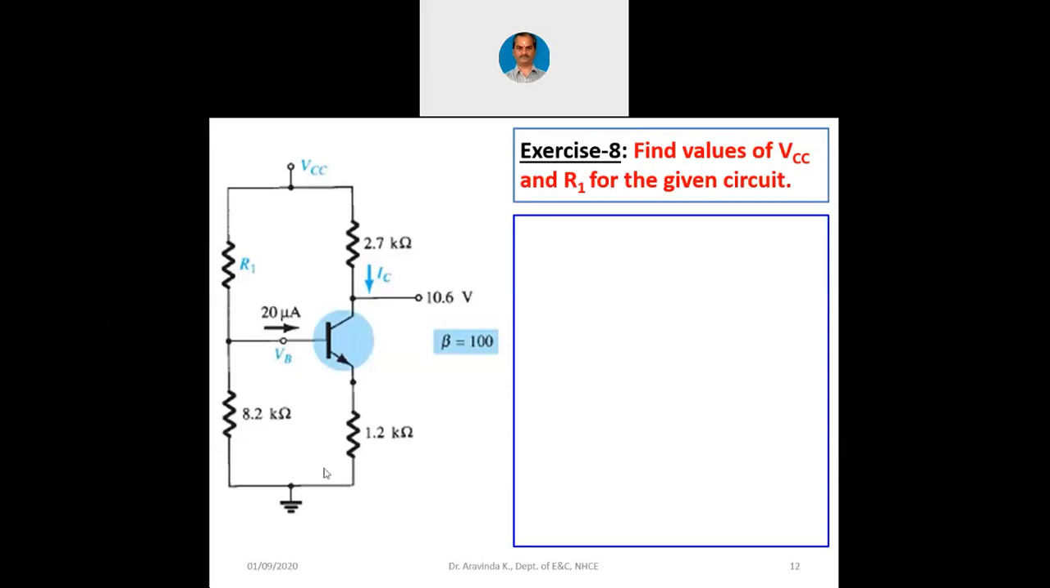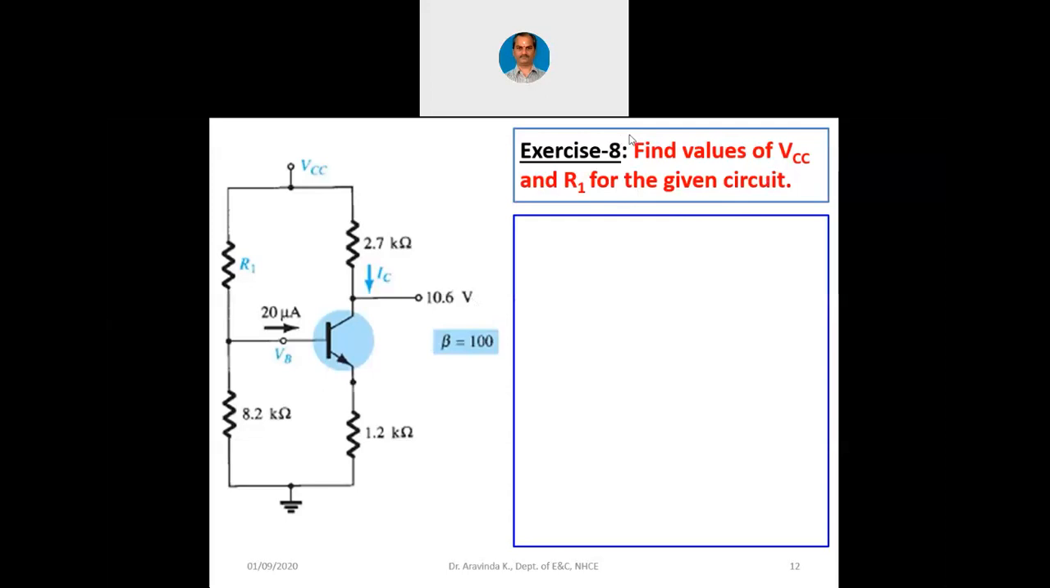there is a circuit diagram of the voltage divider bias, and R1 is not given, VCC is not given, whereas VC is given. That means the voltage at the collector with respect to ground is given, and the base current, 20 microampere, is given, beta is given. So the question asked here is: find the values of VCC and R1 for the given circuit.